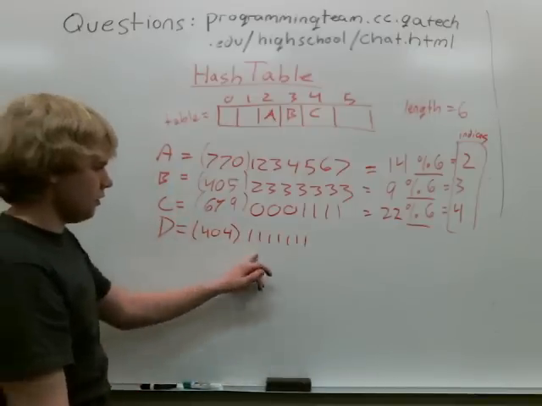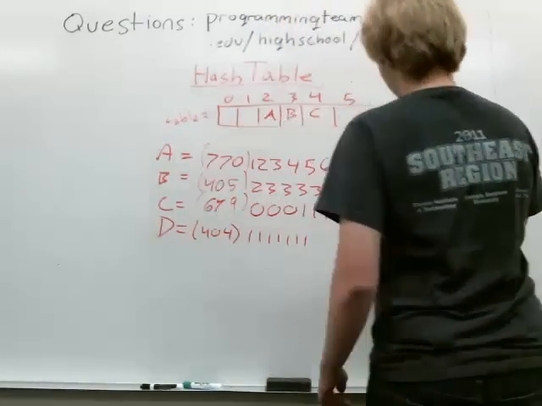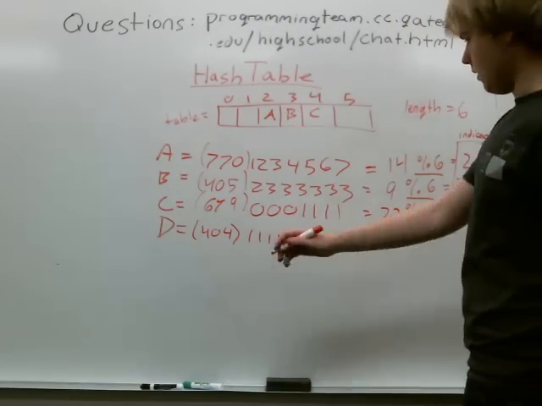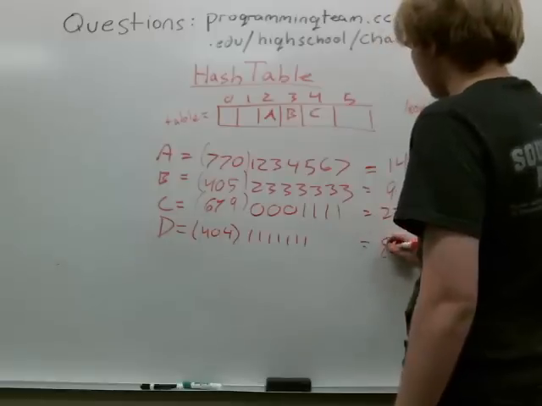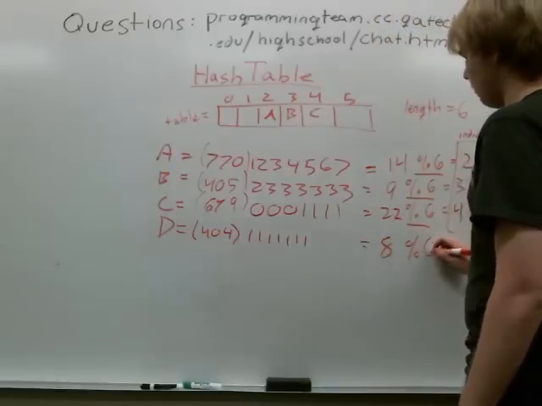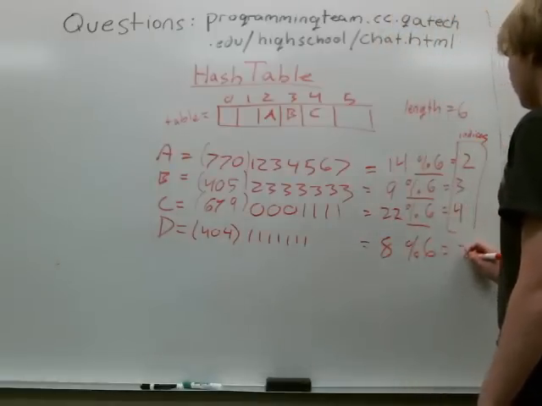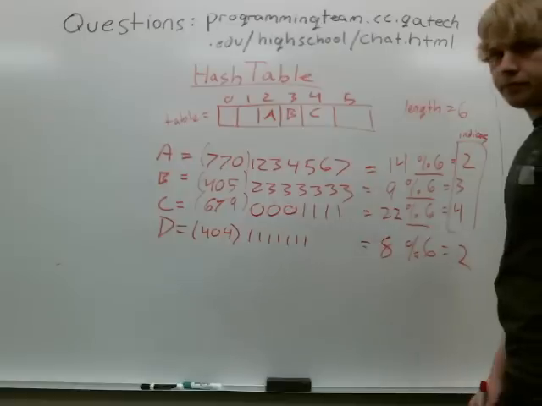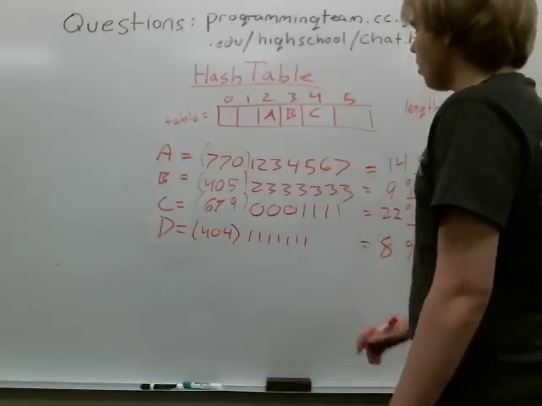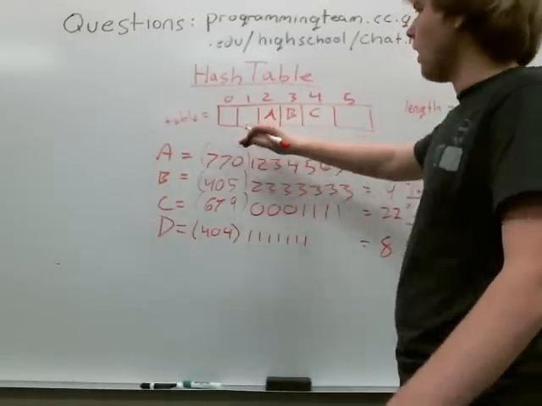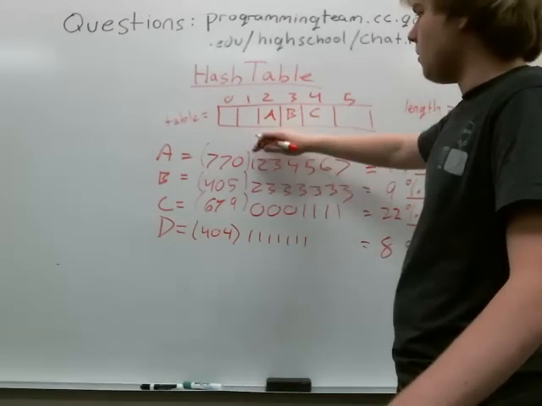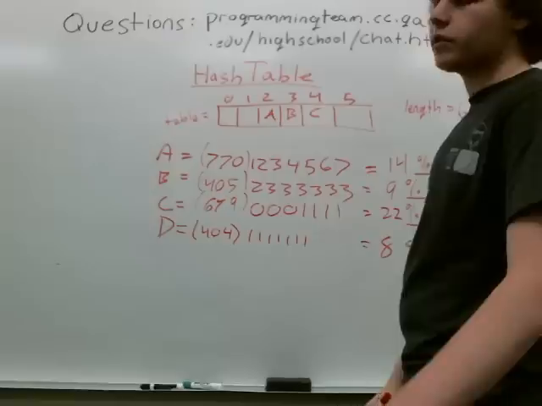So when we hash it, what are we going to get? We're going to get 4 plus 4 equals 8. And we're going to compress it. So we're going to get 2 as our index. So we already have something at index 2. So how can we handle that? We don't want to get rid of A because these are two entirely different objects.